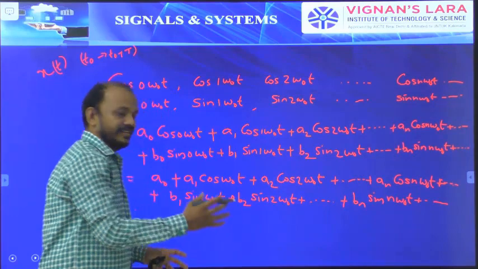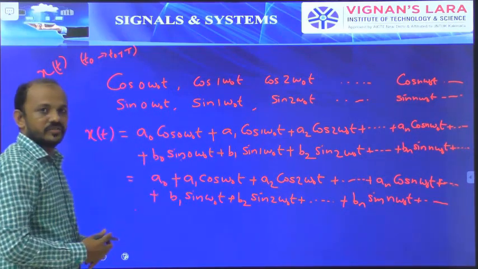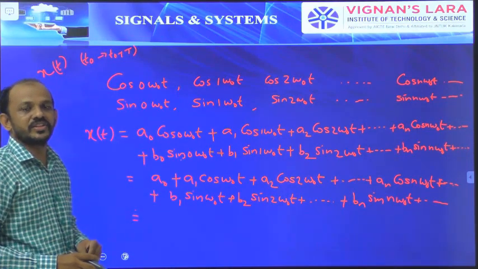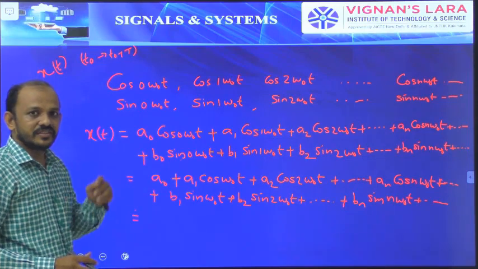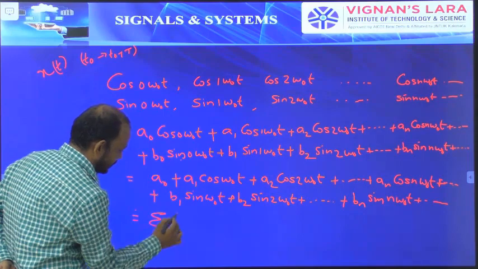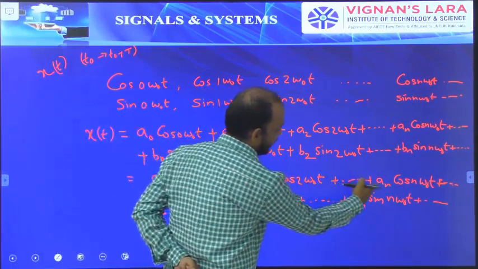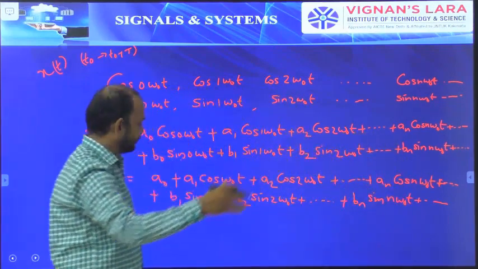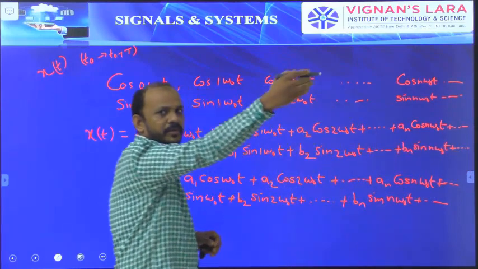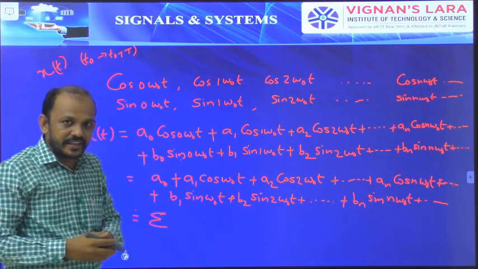So here we get only a naught and here we get 0, and we have to simplify this. I will write in a short form by using the notation summation. First of all, I can take summation. Here the terms are a0, a1, a2, a3, an and so on. So n is from 0 to infinity. After n we also have n plus 1, n plus 2, n plus 3 up to infinity.